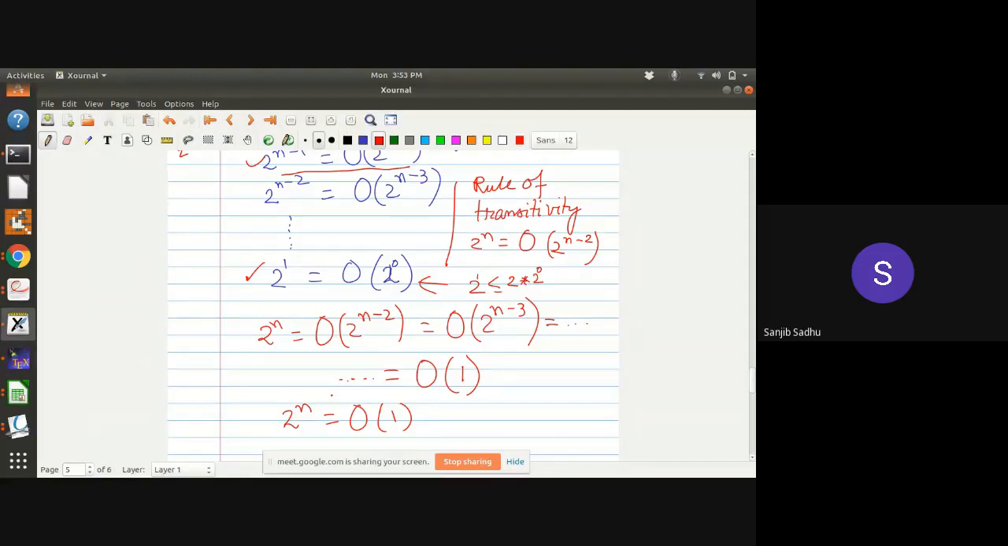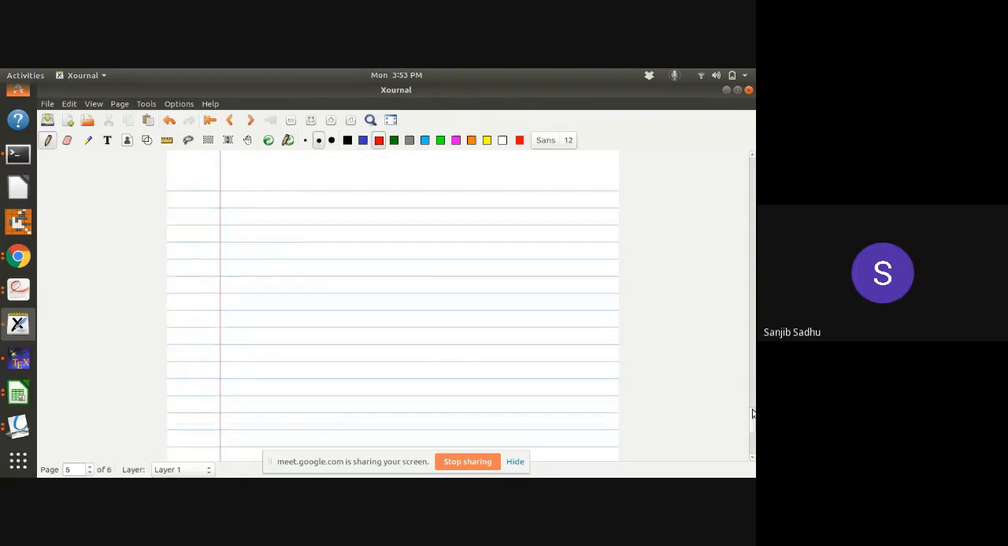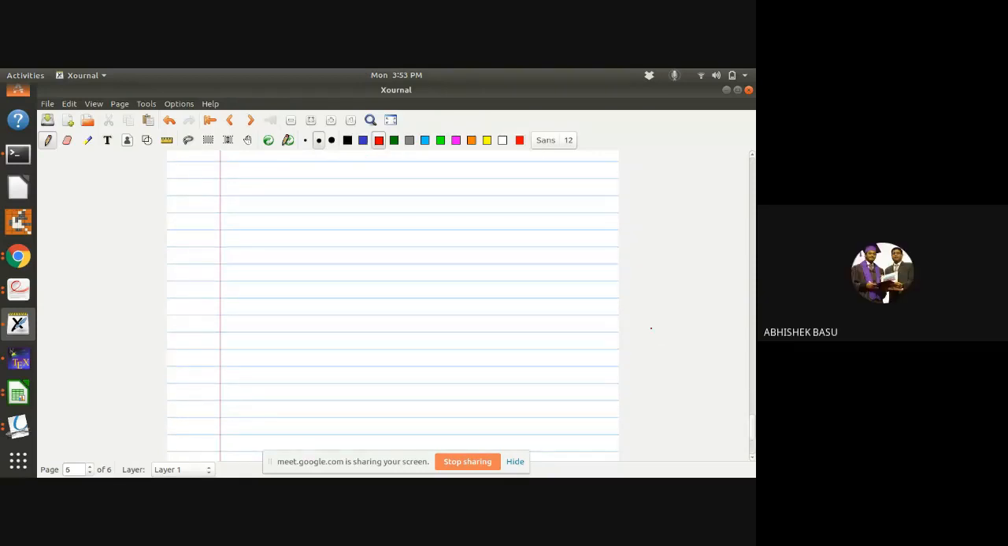But please remember, you can apply the rule of transitivity so many times, but when you are applying it, please take care of how many times you are applying the rule of transitivity. That does matter. Here, how many times you are applying the rule of transitivity? N times? Infinity times? Not infinity. N times. Okay.